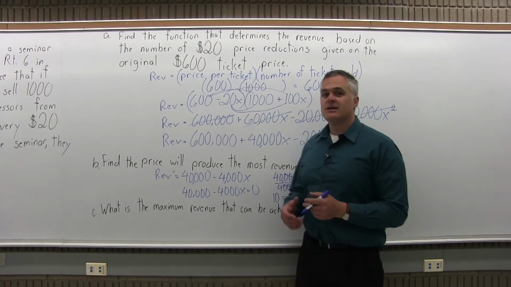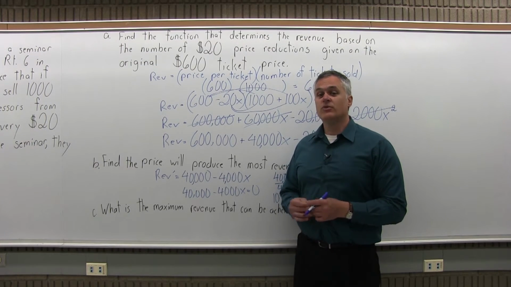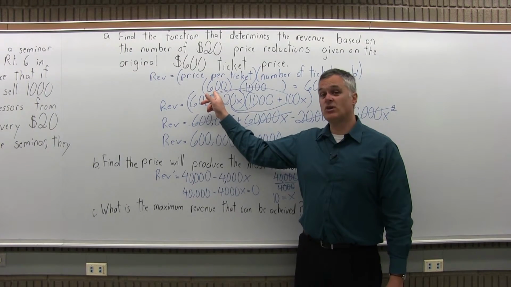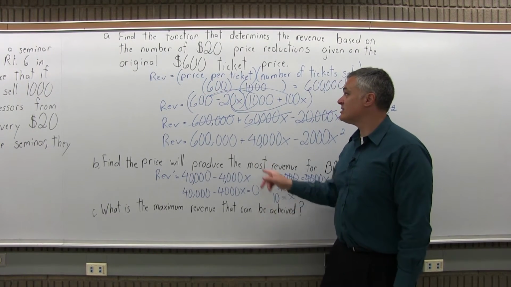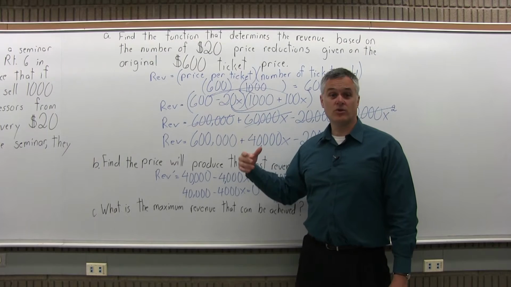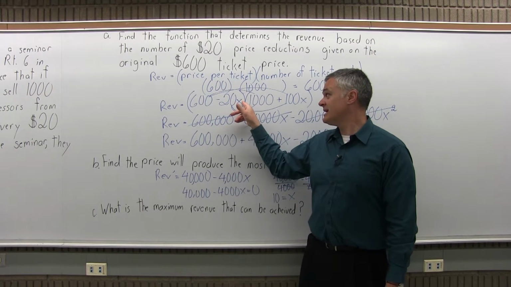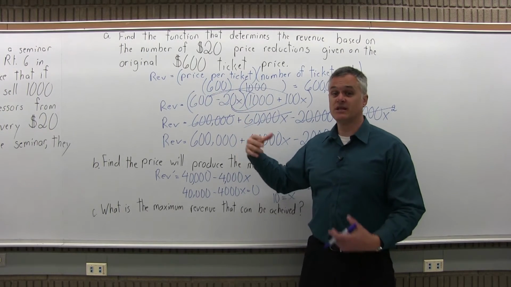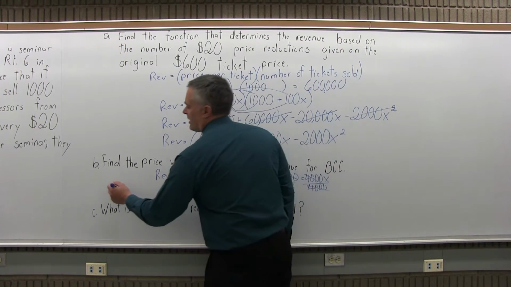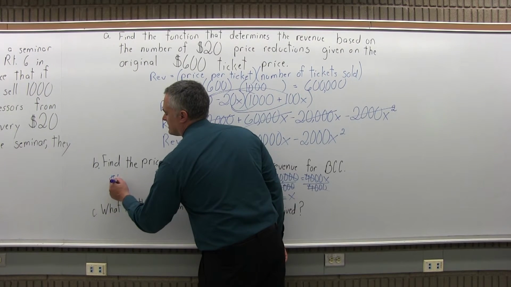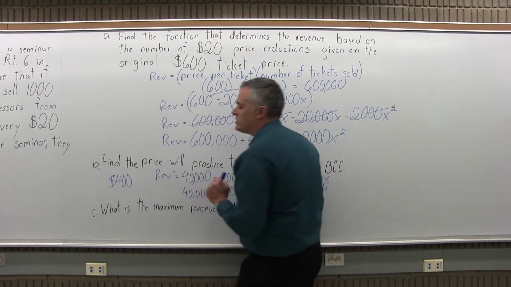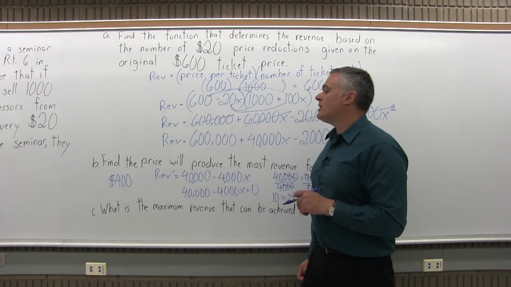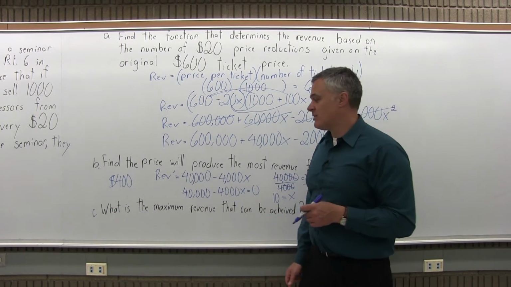Now again, x is the number of $20 reductions in price. So if you started at a price of $600 and gave 10 discounts of 20 each, you're going to take $200 off the price, right? 20 times 10 is 200. So that $600 price is going to drop down to $400, but you're going to sell a lot more tickets. So the answer to part B is the price that's going to make the most revenue overall is $400 a ticket.